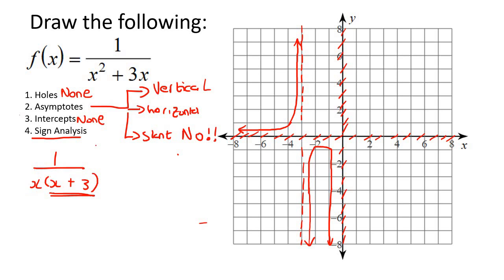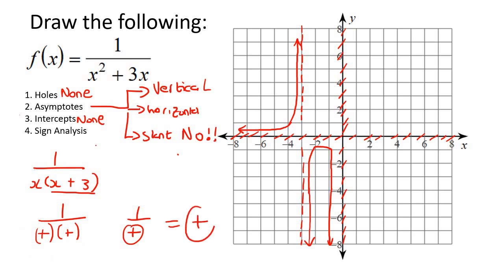So you can go plug x equals 1 in if you want, but I just do it like this. That's why I call it sign analysis. So for this, if I put a 1 there, that's a positive number. If I put a 1 into this bracket, that's also going to be positive. And so you're just going to end up saying 1 divided by a positive, because a positive times a positive is a positive. And so everything's just going to be positive. Okay? And so that's going to go up. And so this graph is going to look something like that.